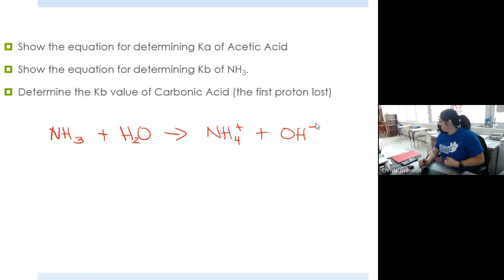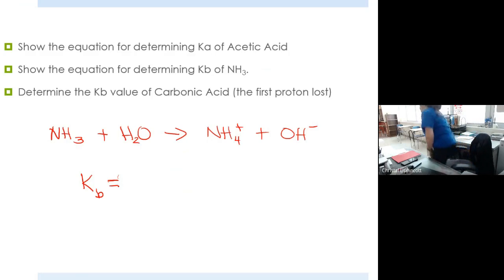Okay, did you get that for your equation? See if you can set up your Kb value then for that. Just the equation. You don't have to show me any math. I'm not doing math right now. Do that next year.